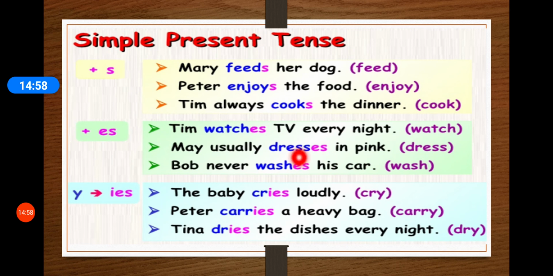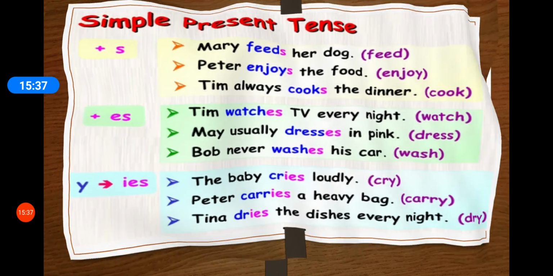And we have to add IES when the word ends in a consonant plus Y. Like the baby cries loudly. Consonant plus Y. Peter carries a heavy bag. Consonant plus Y. Tina dries the dishes every night. Again, consonant plus Y. Children, I am giving you a lot of examples so that it is imbibed in your mind where to use S, where to use ES and where to add IES, and you never ever forget it.